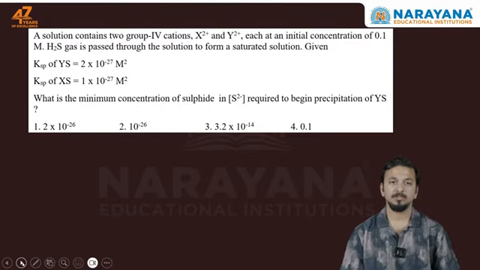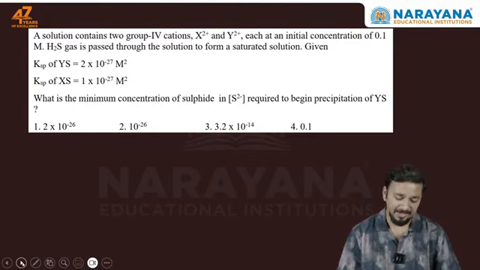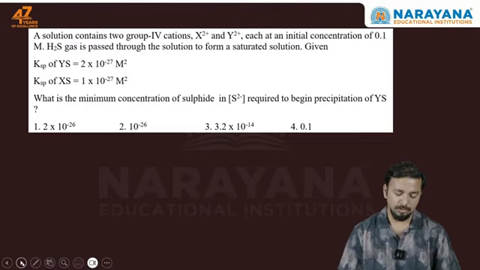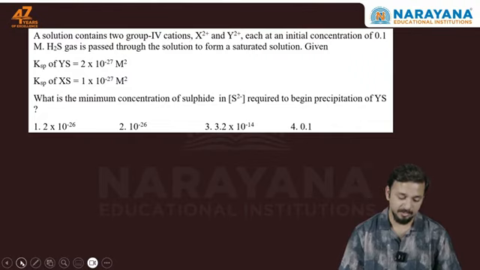Let's see the next question. Next question is from ionic equilibrium. They're saying a solution contains two group 4 cations X+2 and Y+2, each at initial concentration of 0.1 M. H2S gas is passed through the solution to form a saturated solution. Given Ksp of YS is 2 into 10 raised to the power minus 27 molar square. Ksp of XS is 1 into 10 to the power minus 27 molar square. What is the minimum concentration of sulfide ion S2- required to begin precipitation of YS?